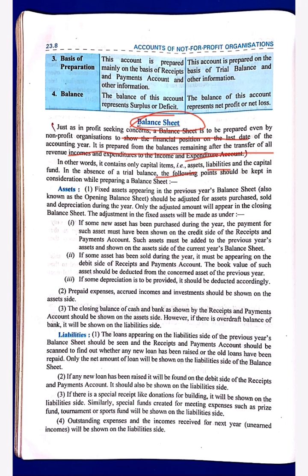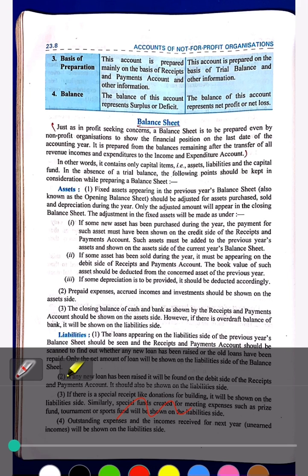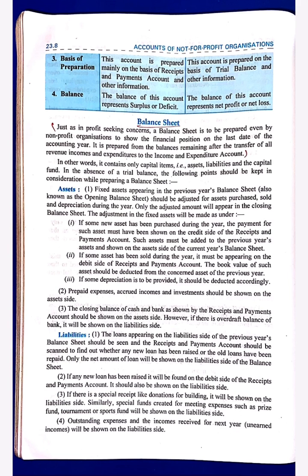Okay. In the absence of a trial balance, the following points should be kept in consideration while preparing a balance sheet. Assets: fixed assets appearing in the previous year balance sheet, also known as the opening balance sheet, should be adjusted for capital assets purchased, sold, and depreciation. Only the adjusted amount will appear in the closing balance sheet. This is the main point. From the opening balance sheet, we will take the amount, and after depreciation, sale, purchase, etc., the adjusted amount will be transferred.